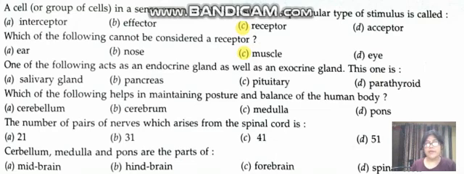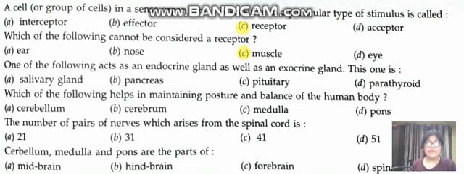Which one of the following acts as an endocrine gland as well as an exocrine gland? There is one gland which acts both like an endocrine and an exocrine gland. So just remember it. It is the pancreas. So the pancreas is both an endocrine gland as well as an exocrine gland.